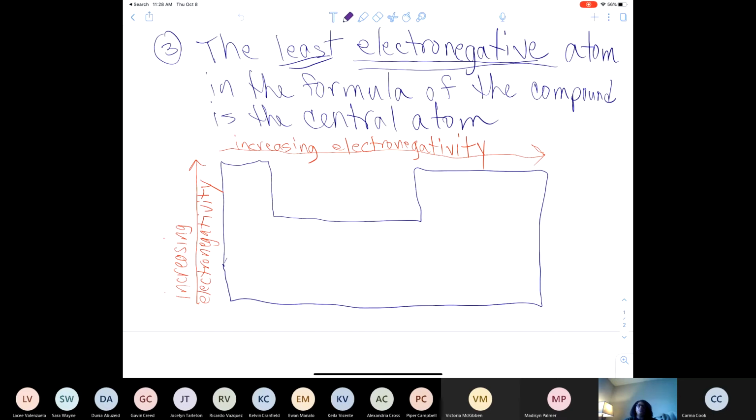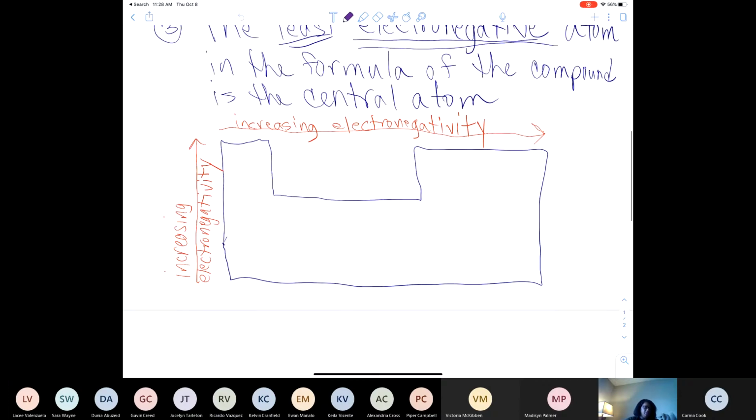Well, how do you know which atom is the least electronegative? You would need to know the periodic table trend for electronegativity, which is shown here.